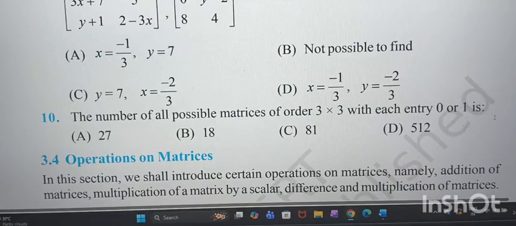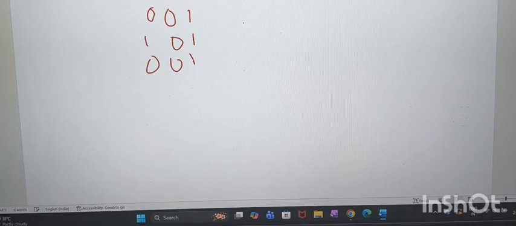Now, the number of all possible matrices of order 3 cross 3 with each entry 0 or 1 is? So now if an entry is 0 or 1, how many kinds of matrices can I make with this order? If 3 cross 3 is there, we know it is going to be 3 rows and 3 columns. Then I can make any number of matrices, like I can put 0 0 1, then 1 0 1, and so on, all these different matrices. The entry can be either 0 or 1.